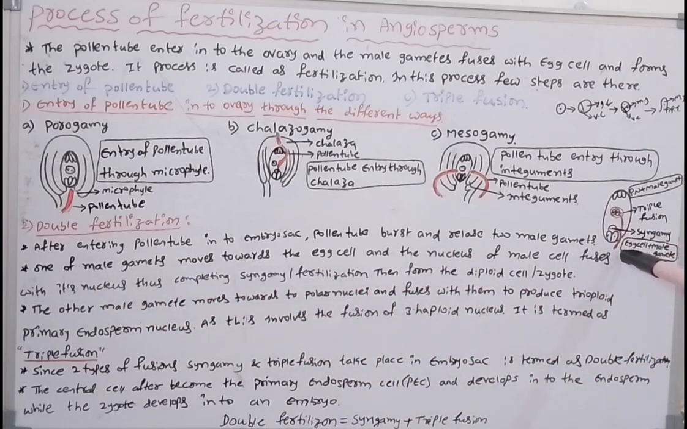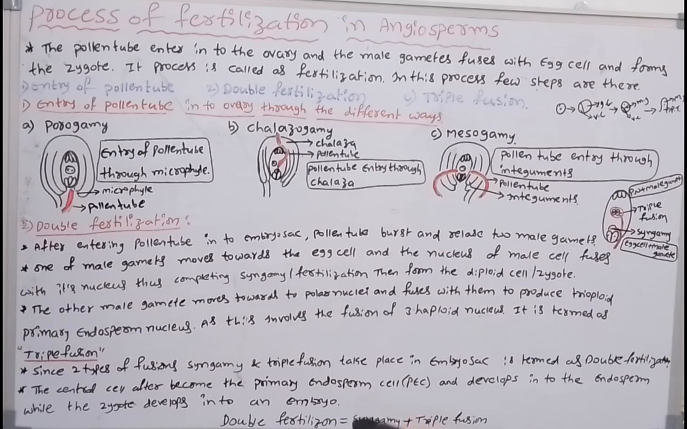One male gamete fuses with the egg cell and forms the zygote. This is called syngamy. One male gamete fusing with the egg cell is called syngamy. The result of syngamy is a zygote, a diploid cell. Next, the other male gamete moves towards the polar nuclei and fuses with them. See here, these are the polar nuclei. The second male gamete fuses with the polar nuclei to produce the triploid primary endosperm nucleus.